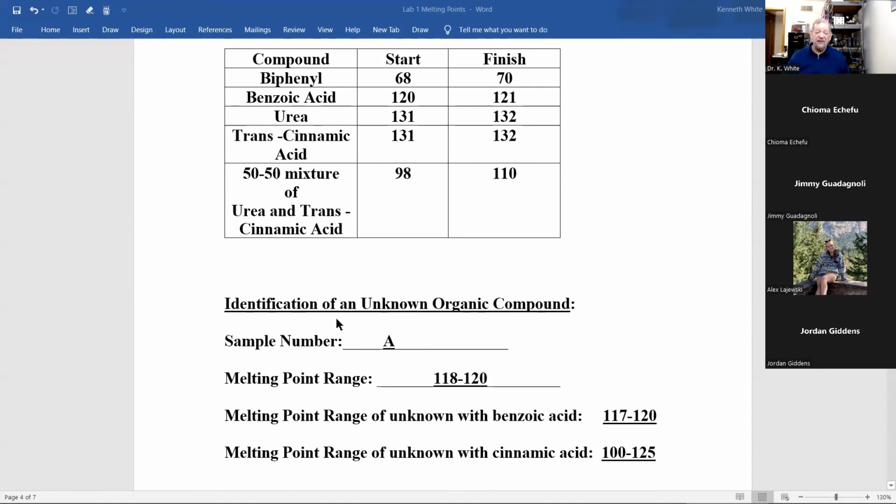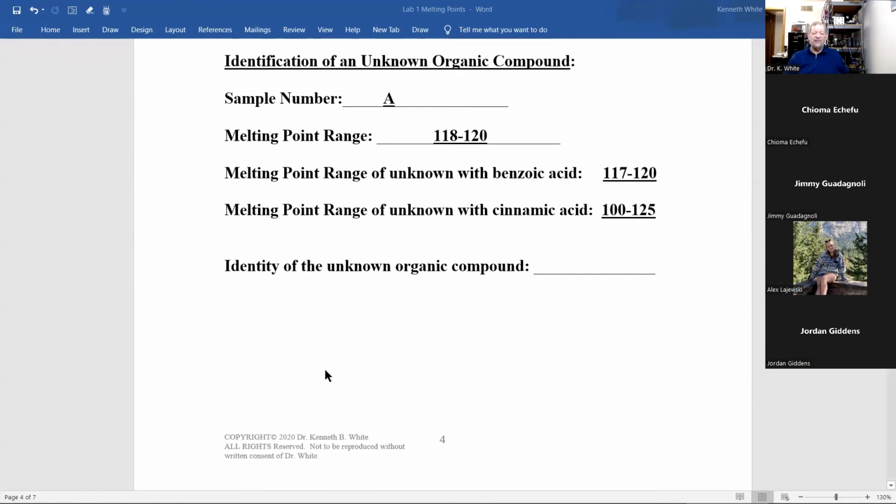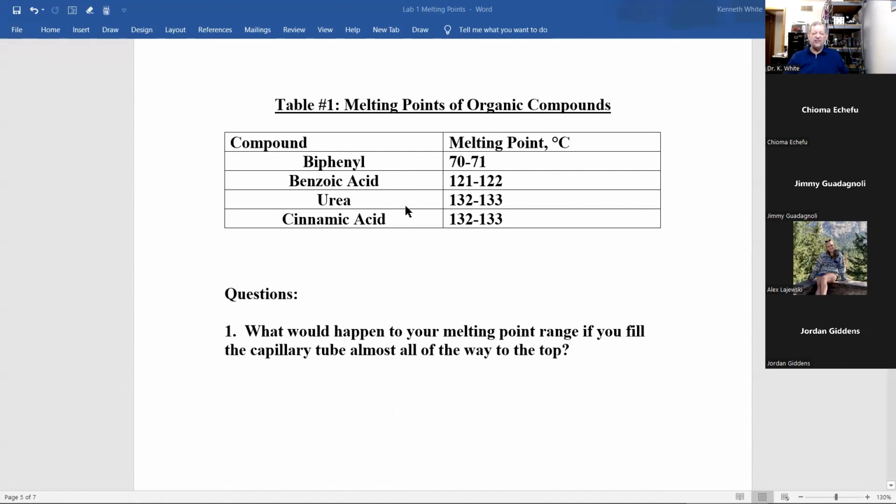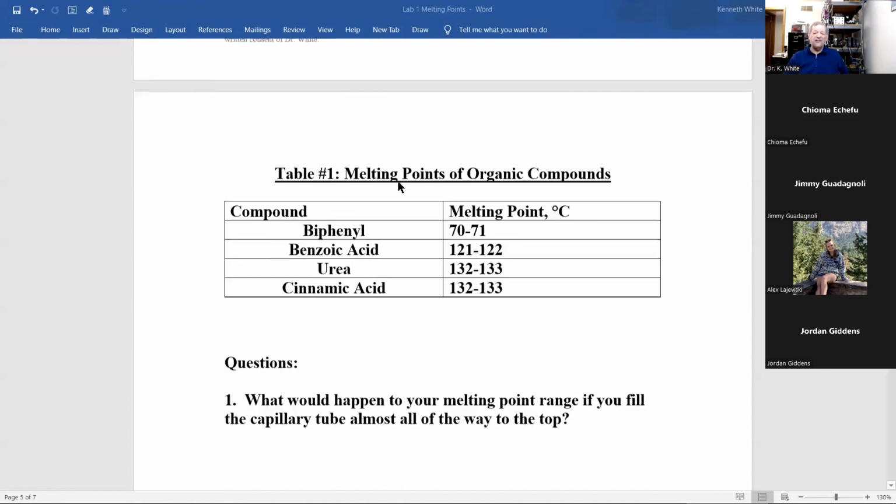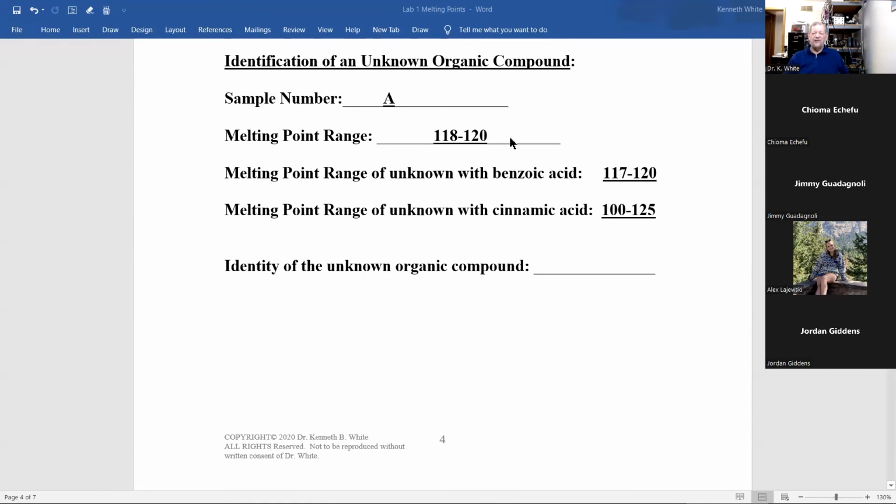And here, sample A, the melting point is 118 to 120. And I would tell you the unknown is from this table. Based on that melting point, you're never going to have a melting point of an unknown a lot higher than the known. It won't happen. It's always the same or a little lower. You pick two things to test it with. When you add benzoic acid to the unknown, the melting point is 117 to 120. When you add the unknown A with cinnamic acid or tranexamic acid, notice it's now 100 to 125.